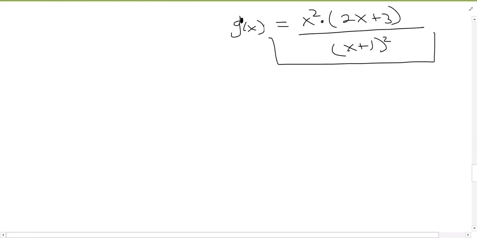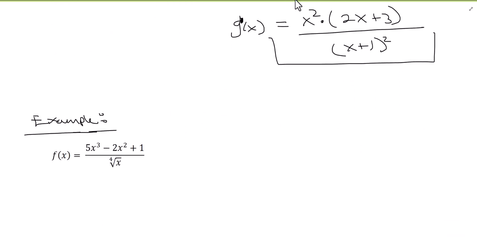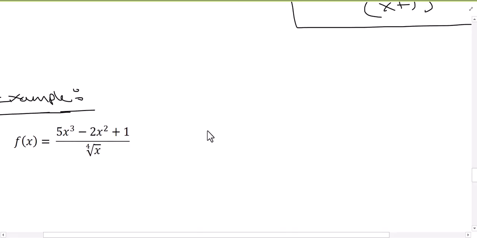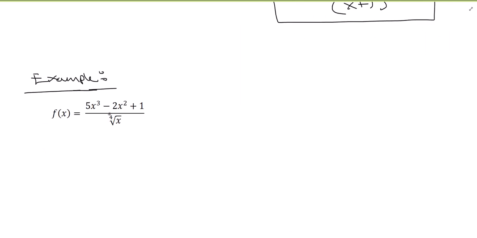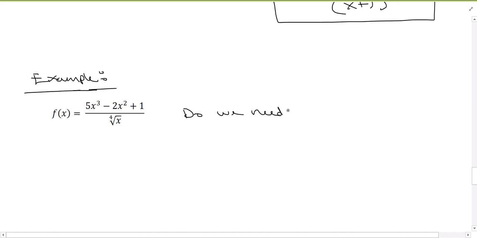Let's try another example. All right, so our last example in this recap video. Find the derivative of this function. So at first glance, it looks like a quotient. I have a numerator and I have a denominator, but my question is to you, do we really need the quotient rule? And what would you say? Do we need the quotient rule? No, right? So this, you can rewrite it.